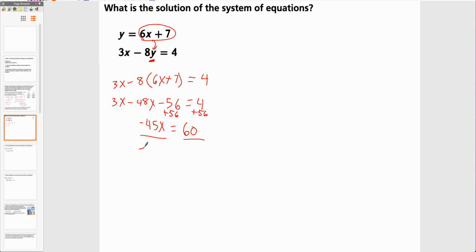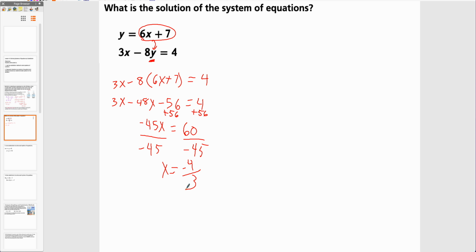Divide by negative 45. Yikes, they were not nice to us here. Right off the bat, we're getting some fractions. So what is 60 over negative 45? X equals negative 1.3 repeating, or negative 4/3. We want to avoid repeating decimals because they're not friendly to us in solving equations. Okay, so fractions are going to be your friends on that. I know you guys don't believe that when I say it, but negative 4/3. All right, negative 1 1/3.